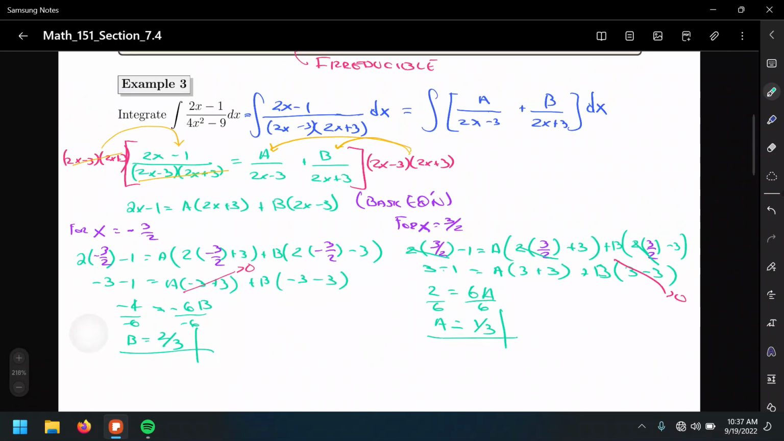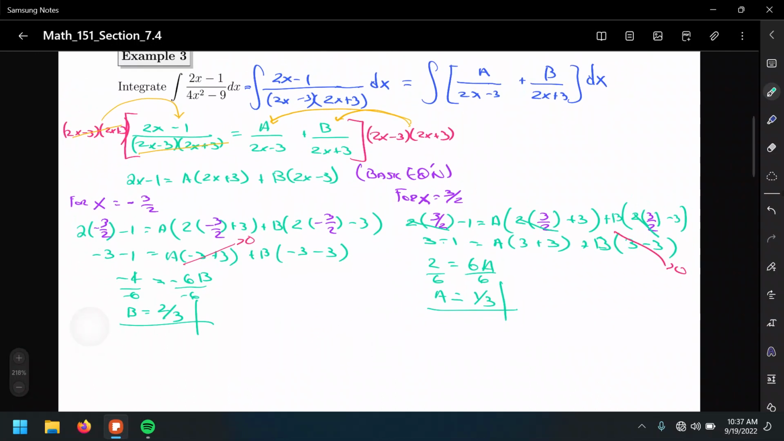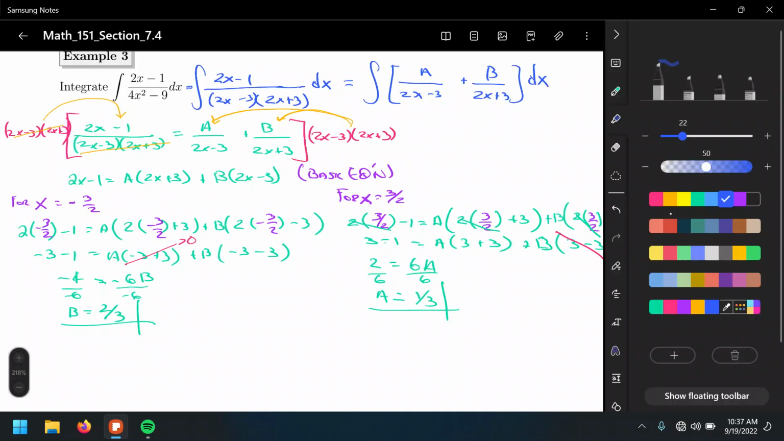Well, let me zoom it out a little bit. And now that we've finished solving this part of the problem, we may go back to the integral and substitute where it corresponds. So in this case, well, let me just highlight a equals 1/3. That's going to go here. And b equals to 2/3, which is this constant right here. So let's go back to the integral.